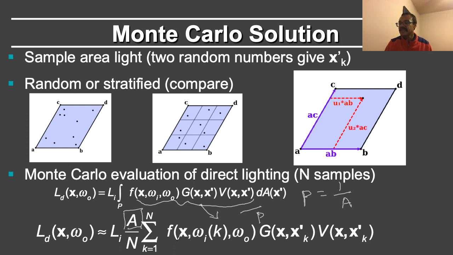Notice that the BRDF term is, of course, evaluated at the spatial location x, but it also involves the omega in, or the incident direction of sample k. That's why I've said omega in of k, and of course at omega out, which corresponds to the viewing direction for the camera. Similarly, the geometry term I've evaluated at xk prime, and the visibility term as well.